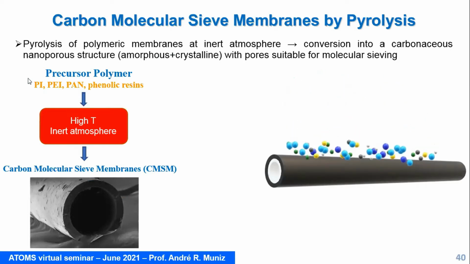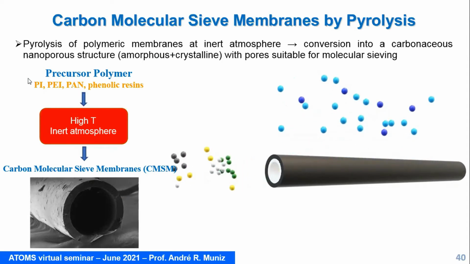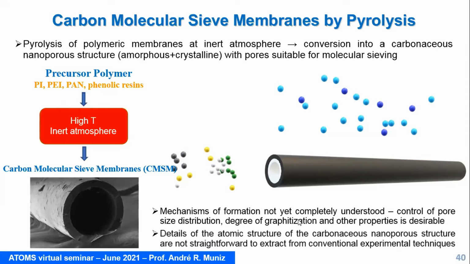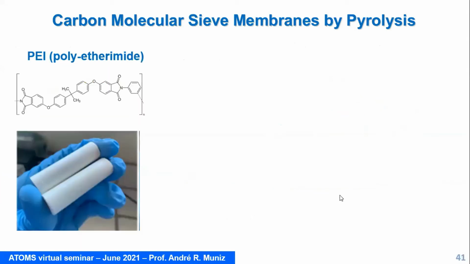So these membranes have been studied for, let's say, a couple of decades already, but their mechanisms of formation are not completely understood. And much of the knowledge about the control of pore size distribution and degree of graphitization is empirical. It's purely empirical. And details of the atomic structure of these nanoporous materials are not straightforward to extract from conventional experimental techniques. So what was the idea?